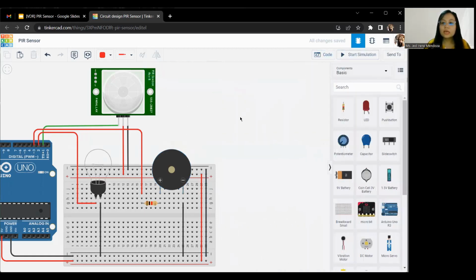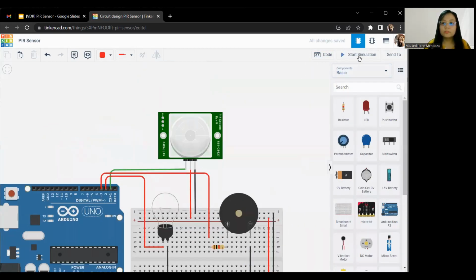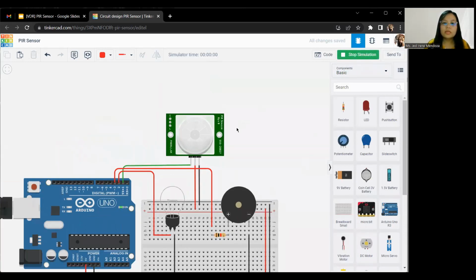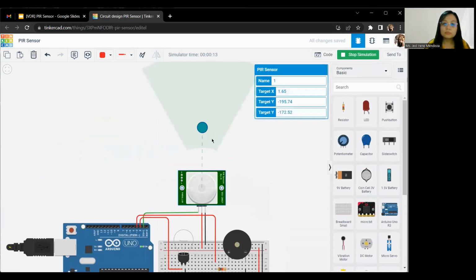Alright, so that's it. And then to test if our code works, we will start the simulation. So for this, let's say this is a person standing still in front of a PIR sensor. As you can see, there is no output, there's no light, there's no sound because the person right here is just standing. It's not moving, right? So what we need to do is to click this, hold this circle right here, and then move this a little bit. Let's see what will happen.